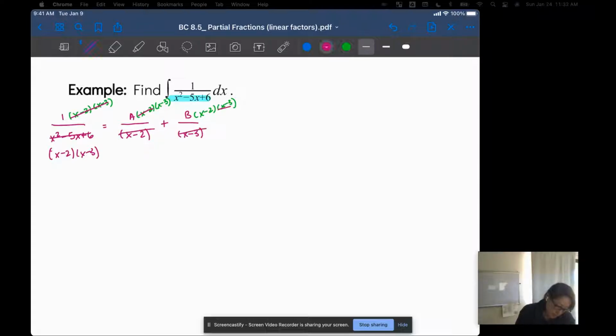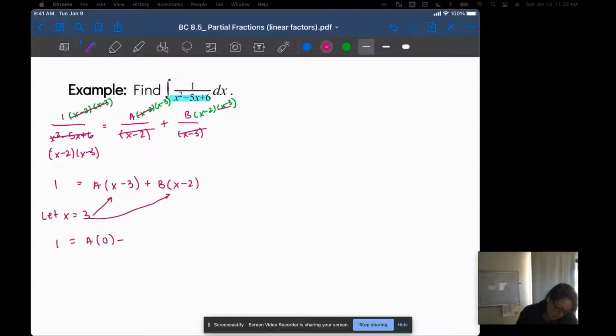This leaves me with 1 is equal to A times x minus 3 plus B times x minus 2. And then we need to solve for the parameters A and B. So I'm going to let x first equal 3, and substitute that in for the x. So I get 1 is equal to A times 3 minus 3, which is 0, plus B times 3 minus 2. So I get 1 is equal to 1B, so B is equal to 1.